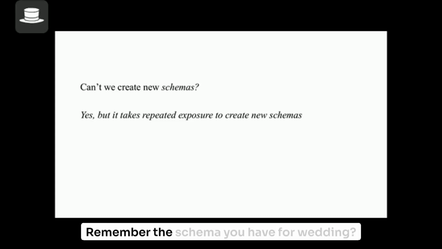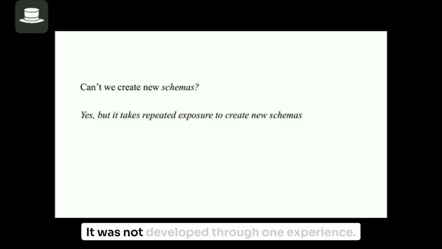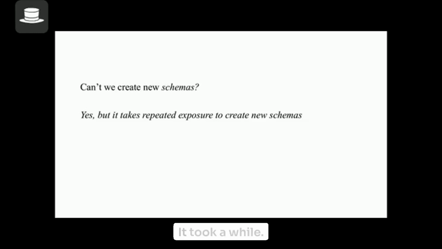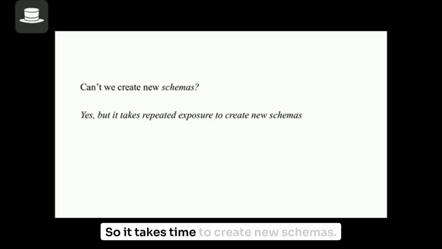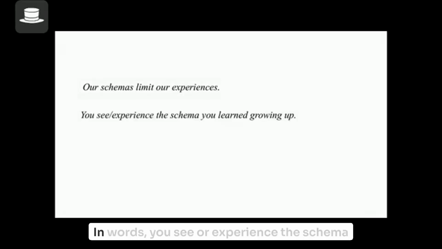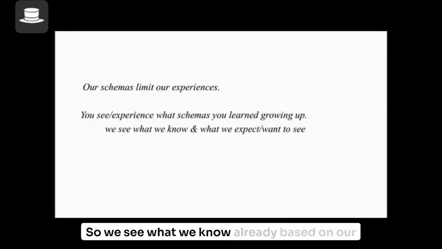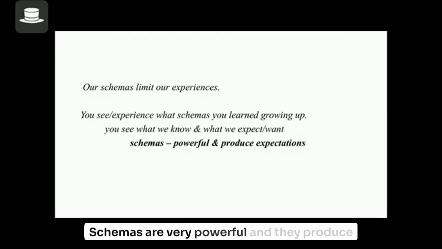Remember, the schema you have for a wedding is created over time. It was not developed through one experience. It took a while. So it takes time to create new schemata. So the bottom line is our schemata will limit our experiences. In other words, you see or experience the schema you learned growing up. So we see what we know already based on our experiences and what we expect or what we want to see. So schemas are very powerful and they produce expectations.